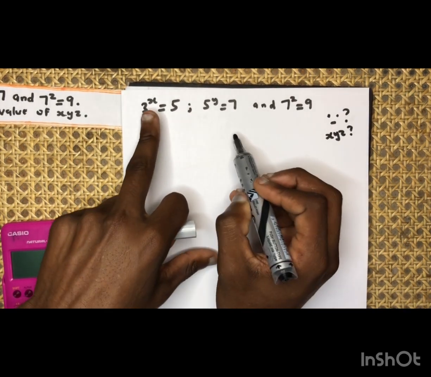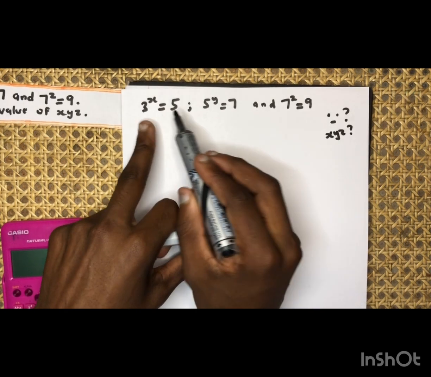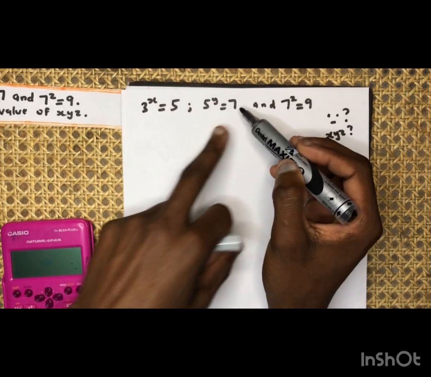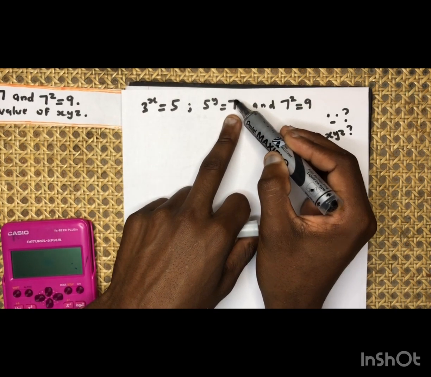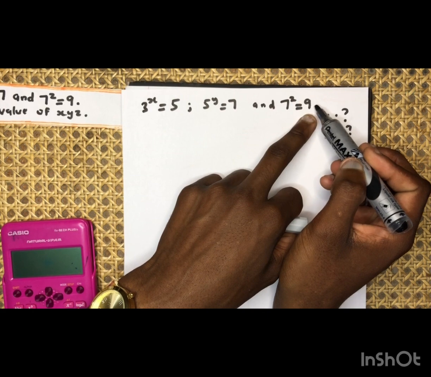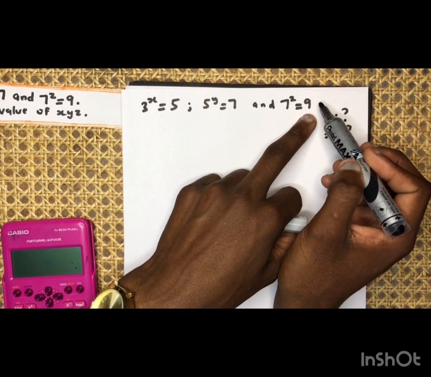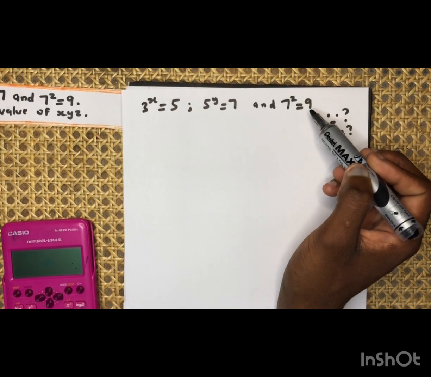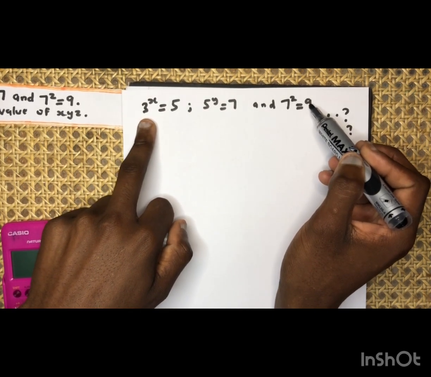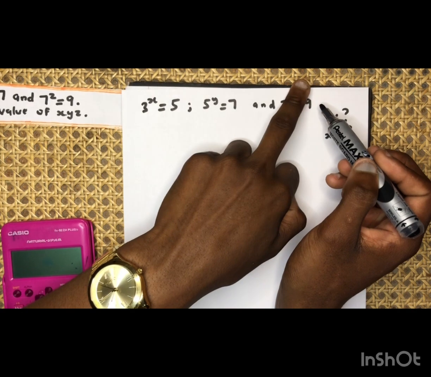So, if you read what you have here, you have 3 to the power x is equal to 5. 5 is a prime number, and 7 is a prime number. This one is not a prime number. This one can be written as a prime base. So, what I need to do, 9 can be written as a what? As 3 to the power 2.